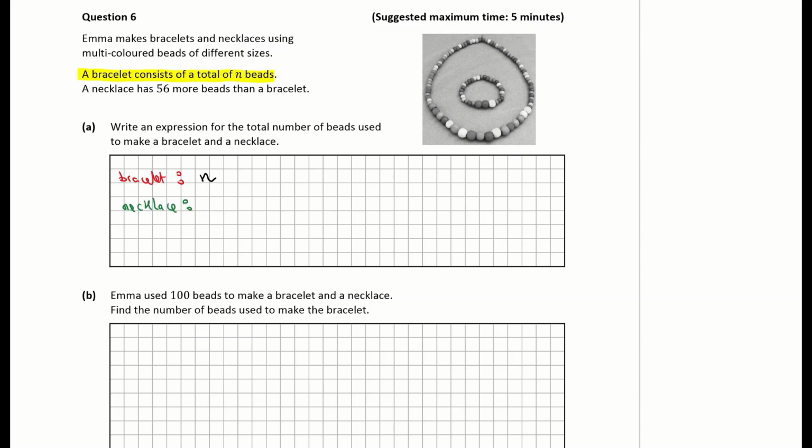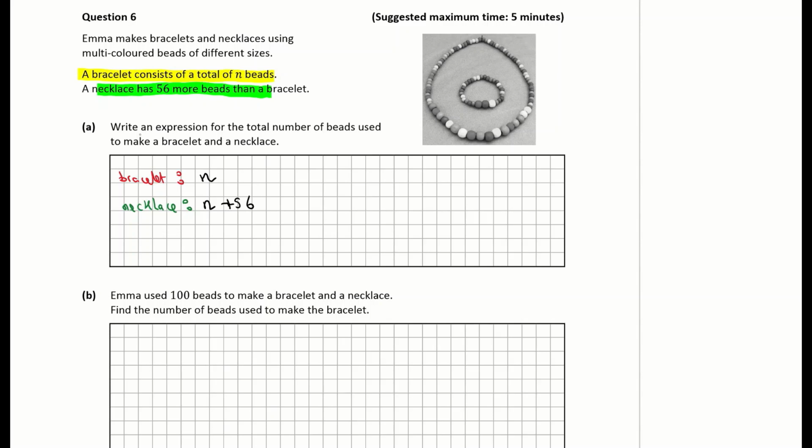And now we need to look at what's in a necklace. It tells us a necklace has 56 more beads than the bracelet. So more just means to add it on. So I'm going to go n and then plus 56. So if you, again, tell me my bracelet has 2 beads, my necklace has 56 more than that, so 2 plus 56 would give me how many in the necklace.